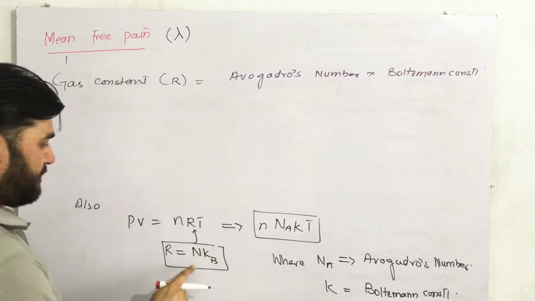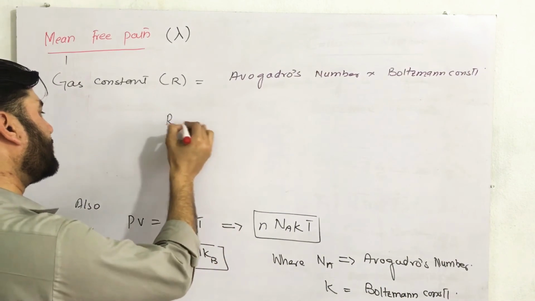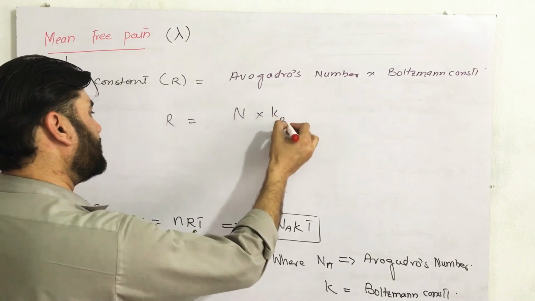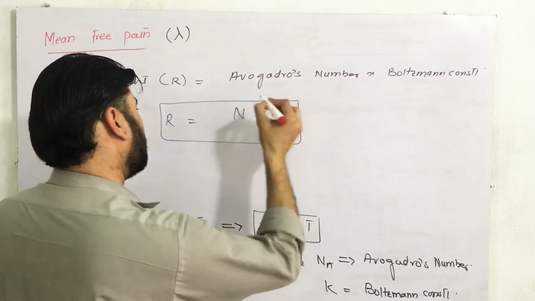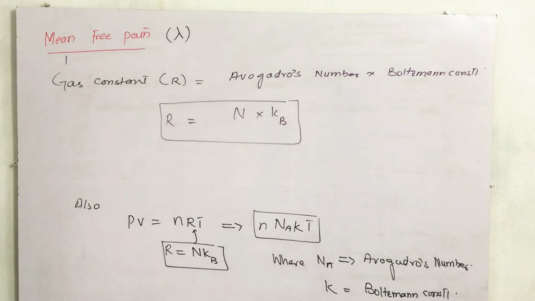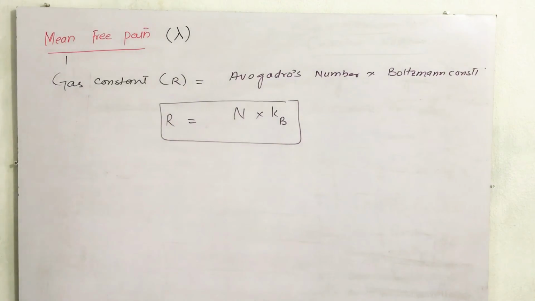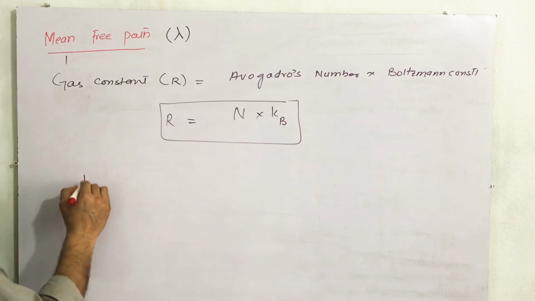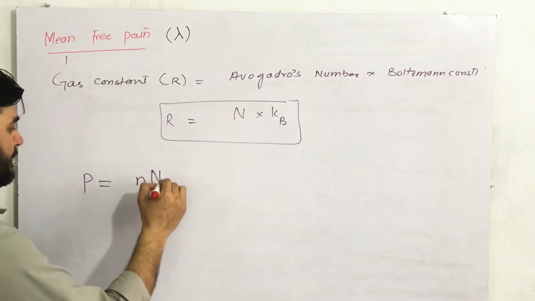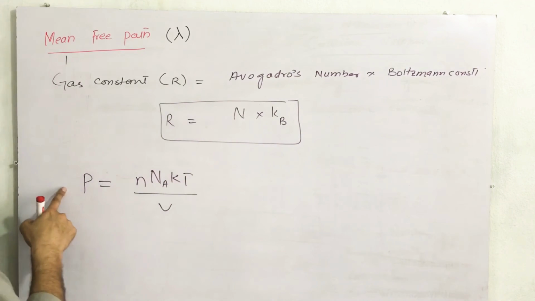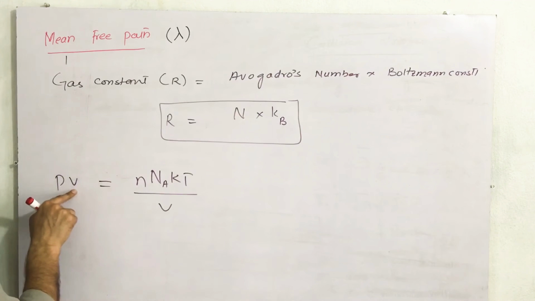That was the same we discussed. R is nothing but the Avogadro number N A and K B, where K B is the Boltzmann constant. Now PV, as we discussed, PV is equal to nRT, and R is N A K B. So we can write now the value P is equal to N A K T by V, because PV was there before, so we just put that V over there.